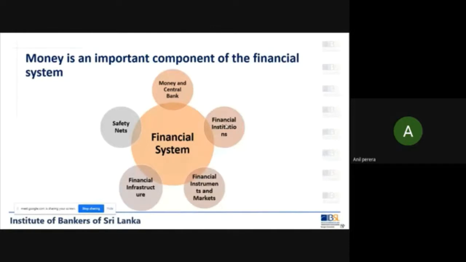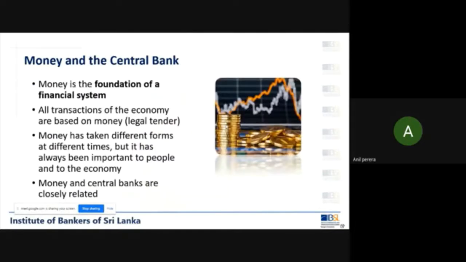And among them, money and the central bank, or we can broadly relate it as money, is an important component of the financial system. The reason is very clear. The financial system is basically formed based on money. Money is the foundation of a financial system. We can't talk about a financial system without money. Now, when I say money in modern context, it may not be the notes and coins, but there could be broader forms of money. But whatever the form, it is the foundation of a financial system.